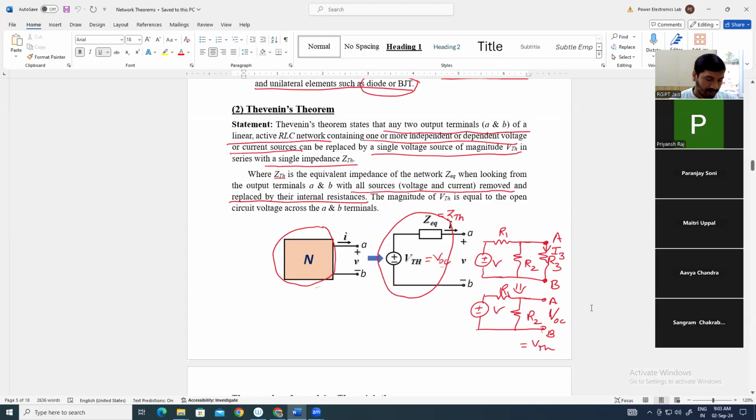So in the last class, we have completed Thevenin's theorem. Before that, you have studied superposition theorem. So till now we have completed two theorems. Is there any doubt in these two theorems? If there is no doubt, then I will go through the third theorem, that is Norton theorem.